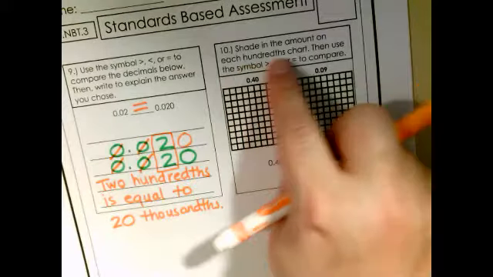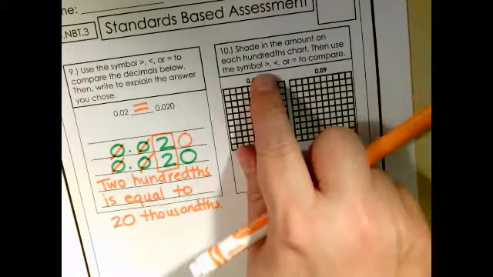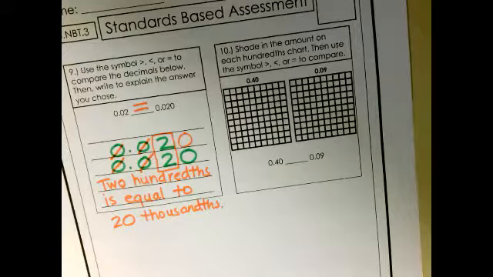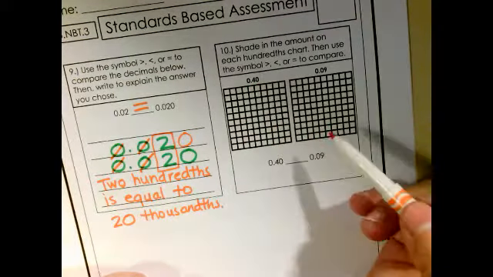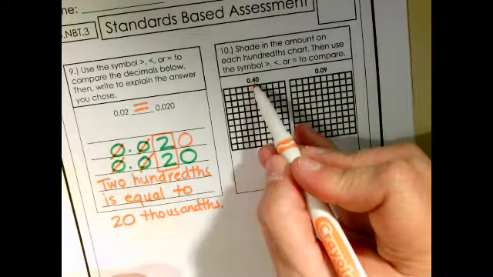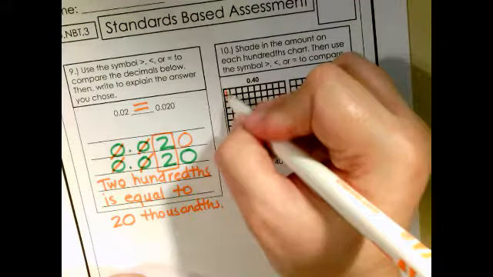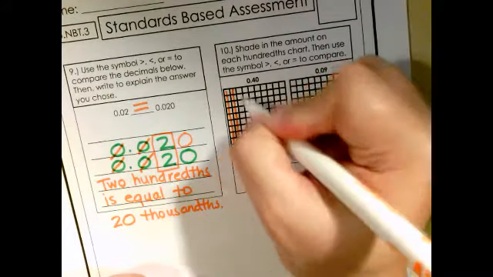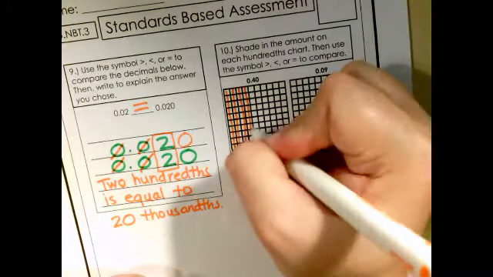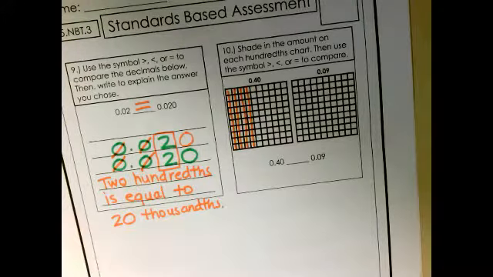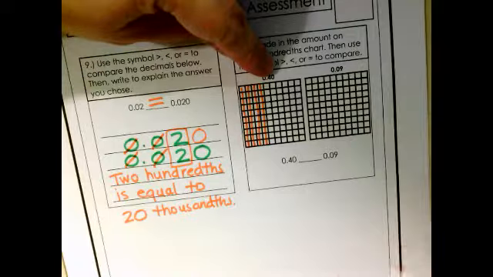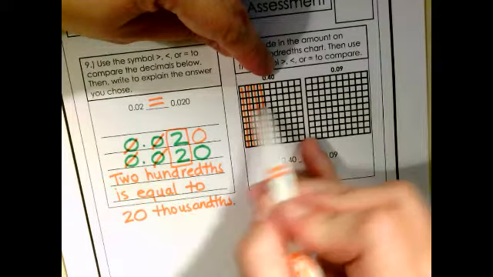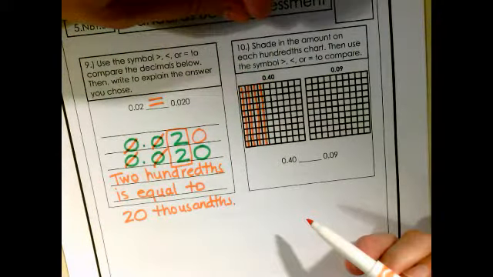All right, and last one. Shade in the amount on each hundredths chart, then use the symbols greater than, less than, or equal to compare. So this one asks me for 40 hundredths. Well, if I look, I see it's asking me for 4 tenths. So I know that these are in sticks of tens. So I just did 4 sticks of 10. It's also the same as 40 hundredths. Because if I counted these individual blocks, there would be 40 of them.